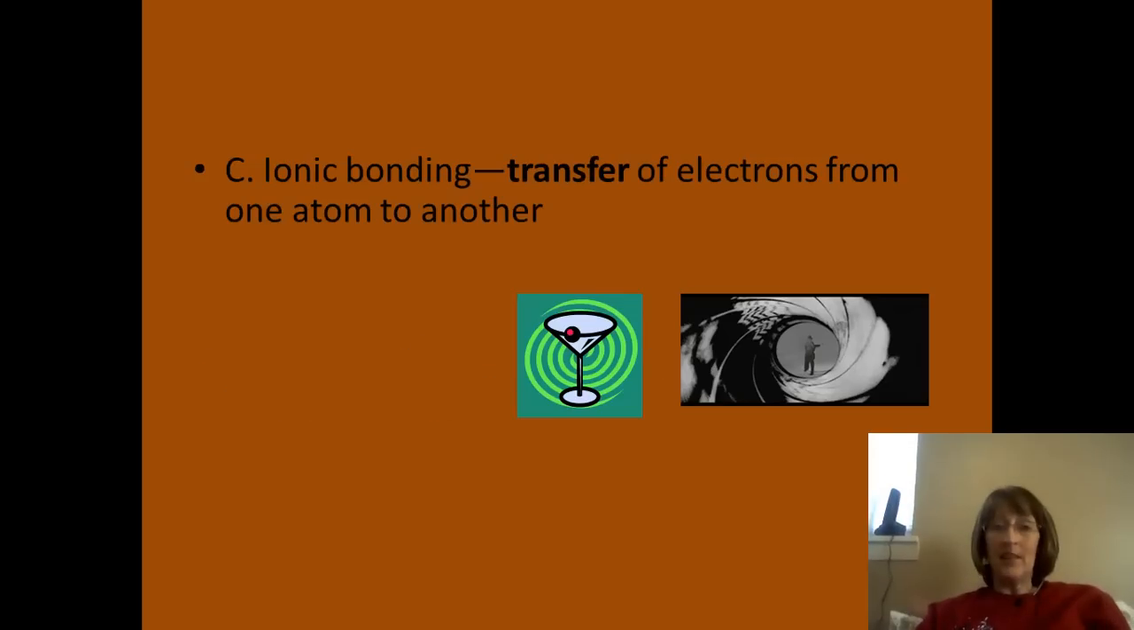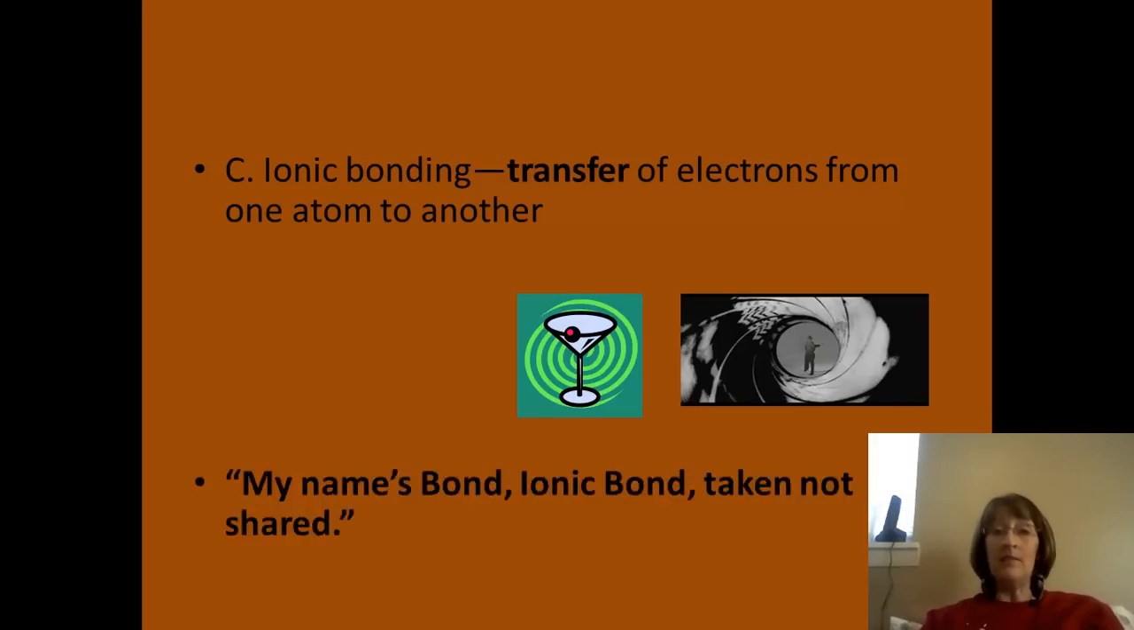Alright, so we start off next with ionic bonding. And ionic bonding is when you transfer electrons. The metals are always going to give up the electrons, so they're going to become positive cations, and the non-metals are going to always take the electrons, and they're going to become negative anions.